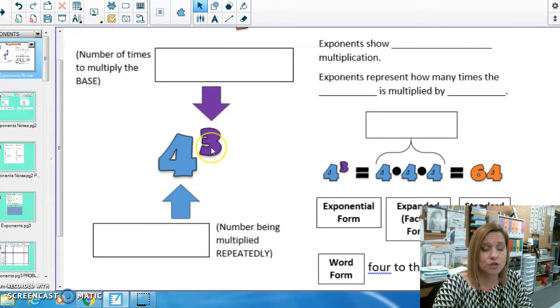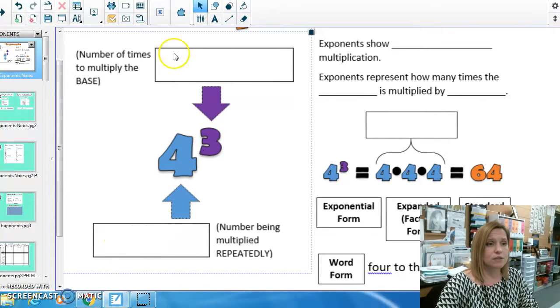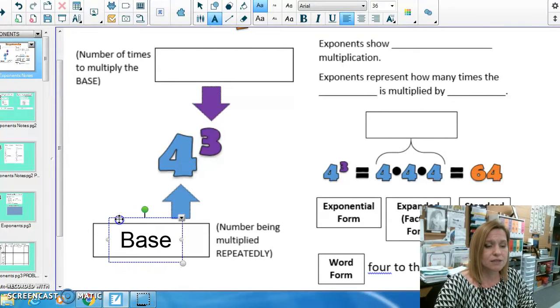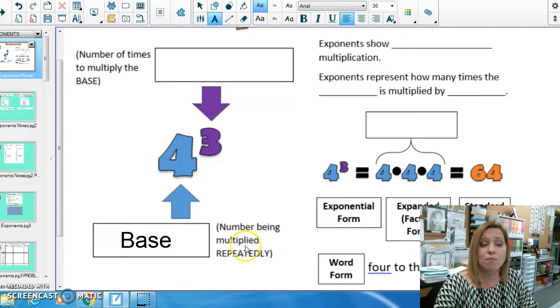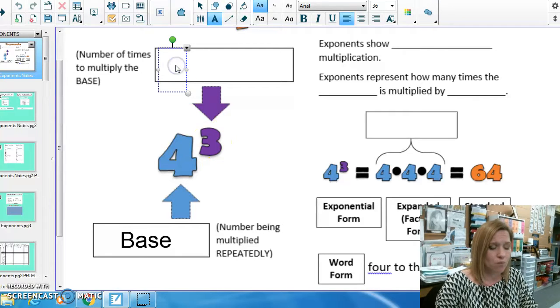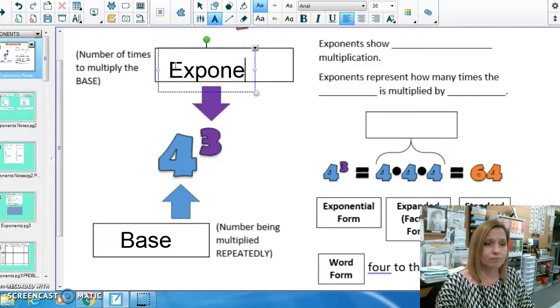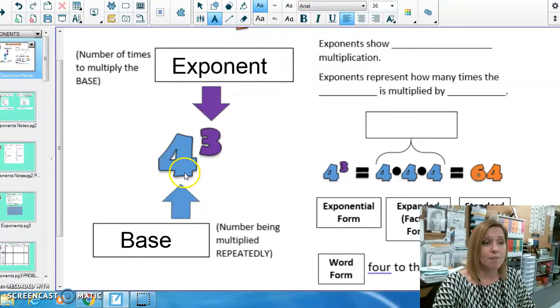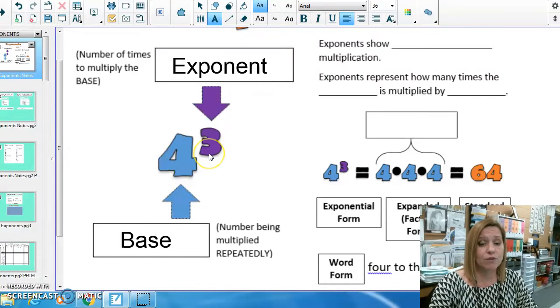So we call this 4 to the third power. This big 4 at the bottom, we call that the base. What the base does is it tells us the number that we're going to multiply repeatedly. The little top number that's raised, really tiny above the 4, we call that the exponent. And that number tells us how many times we're going to multiply the base. So in this case, we're going to take the base of 4 and multiply the 4 together 3 times. 4 times 4 times 4.